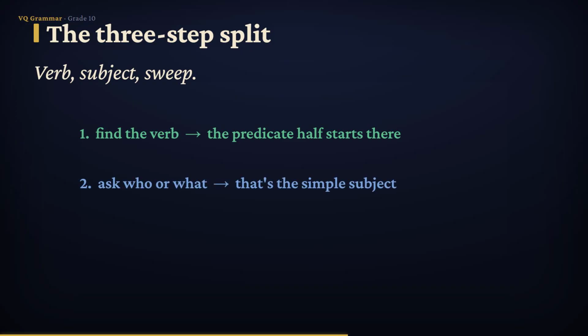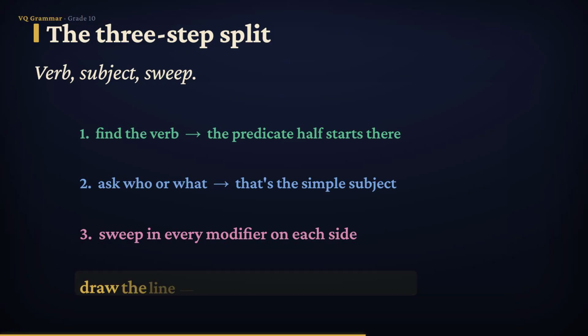Step 2. Ask who or what is doing that verb. The answer is your simple subject. Step 3. Sweep in every modifier. Every word that describes the subject joins the subject half, and every word that completes or describes the verb joins the predicate half. Then draw your line between the 2 halves and check your work. Is any word stranded? If a word is left over, you've drawn the line in the wrong place.